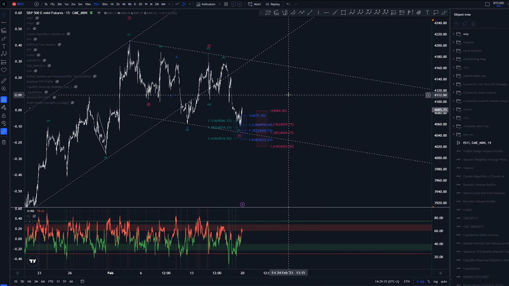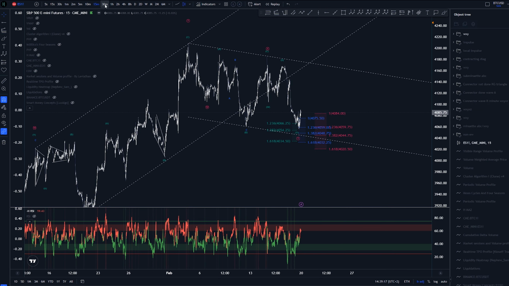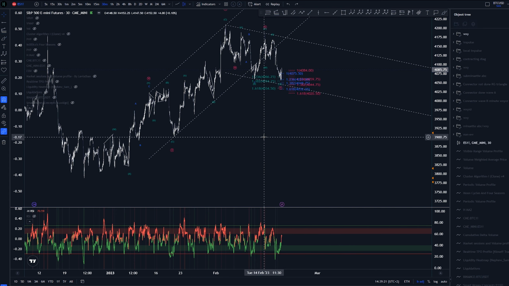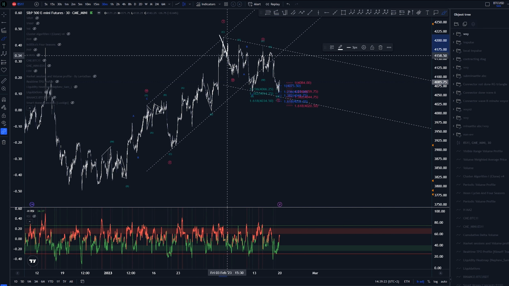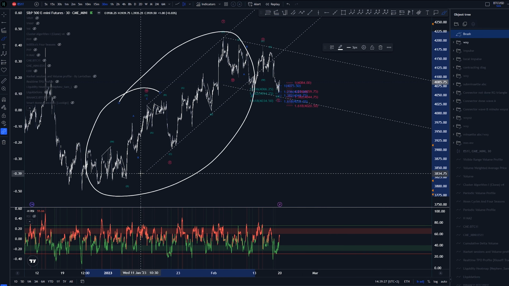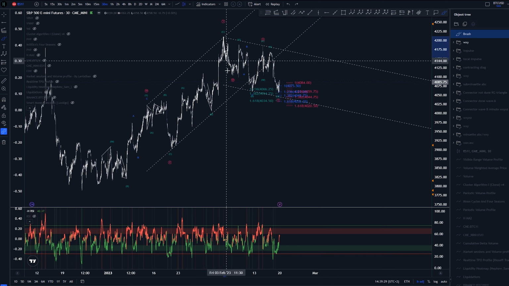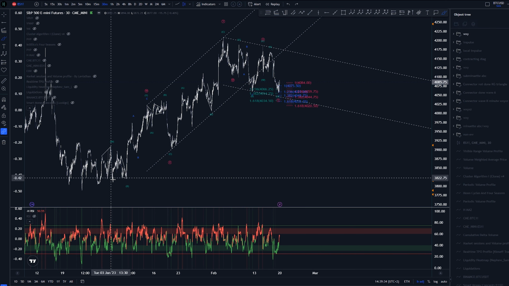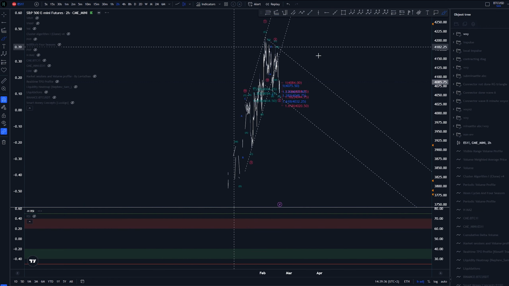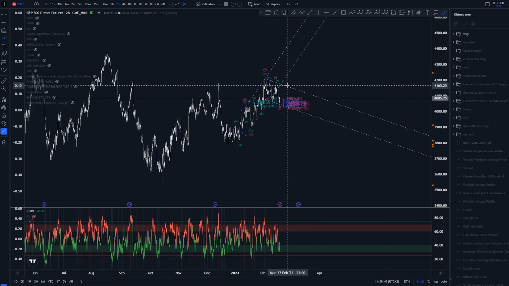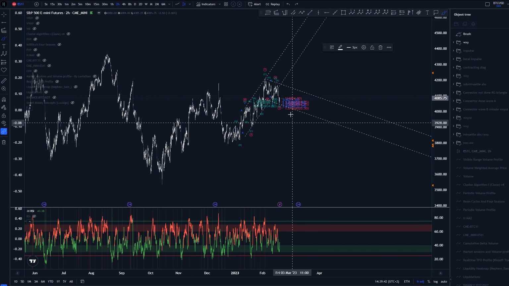So I think that is going to do it. Again, my favorite is this one, as we have possibly completed this WXY here. I'm thinking that this is still too small to be correcting this whole structure over here. So in my opinion, this would be the first structure of upcoming structures that is correcting this whole structure here.